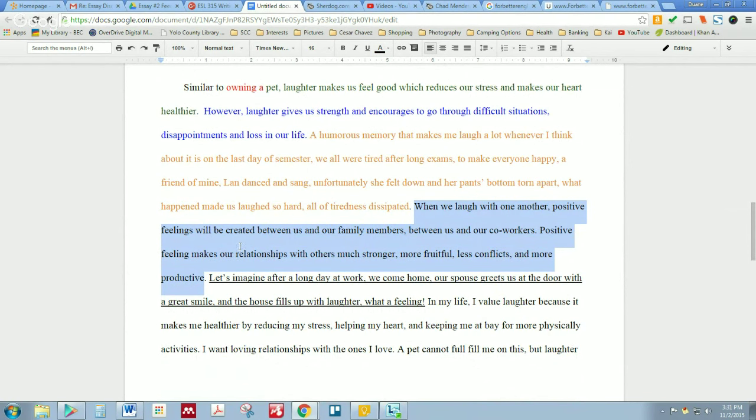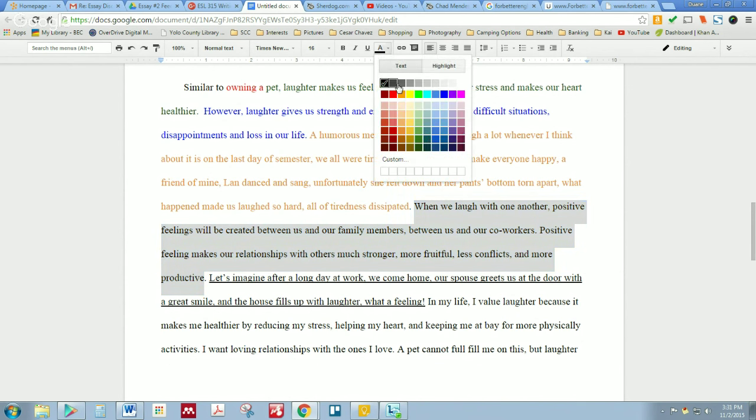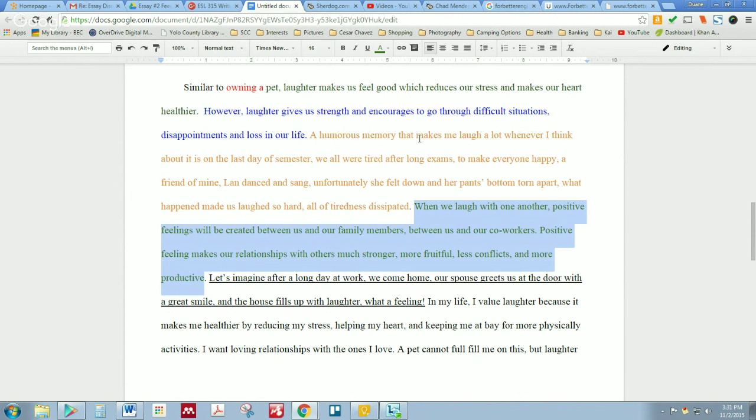So a specific example: when we laugh with another, positive feelings will be created between us and our family members, just like in her example, where a friend did something silly and they all laughed. Positive feelings make our relationships with others stronger, more fruitful, less conflict. So I'll make this green because it supports the topic sentence analysis.